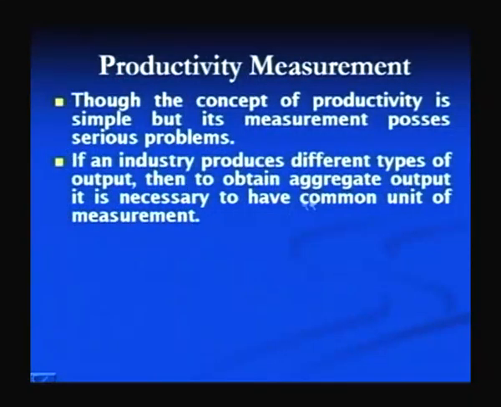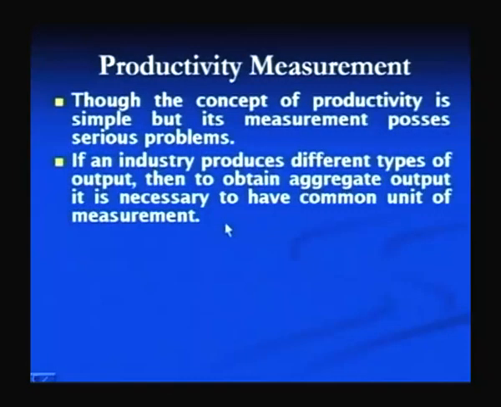So, if an industry produces different types of jobs, then to obtain the aggregate output it is necessary to have a common unit. This is the primary requirement, that whatever products are being produced by an organization, all should be quantified in a common term or common unit. Like an organization may be producing pens or biscuits or wheat or some services. So, quantification or aggregation of all types of outputs becomes difficult, because they may be different in terms of prices and in terms of quantities, and if the data is available, then things can be calculated easily.